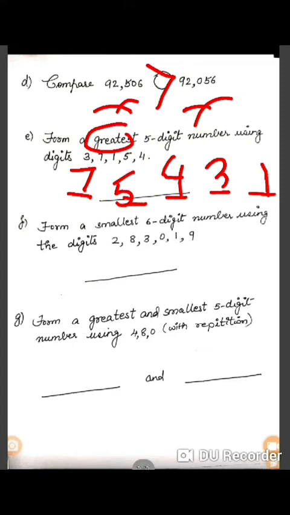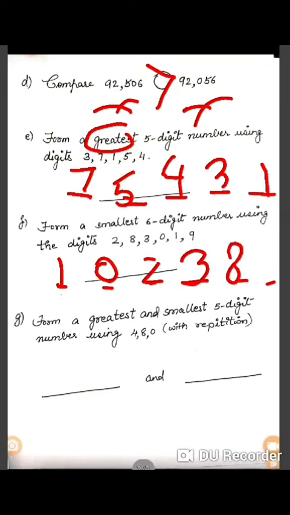Now, similarly, if I want to form, as it is given in the next question, the smallest 6-digit number, I am going to first draw 6 places. 1, 2, 3, 4, 5, 6. And I am going to arrange them in the ascending order. Now, ascending order means over here the smallest number is 0. But I can't keep the 0 at the first place. Yes, you are absolutely correct. We cannot keep it because then it becomes a 5-digit number. So, instead of that, I'm going to keep 1. Then 0 comes on the second place. Then I have 2, 3, 8 and 9.